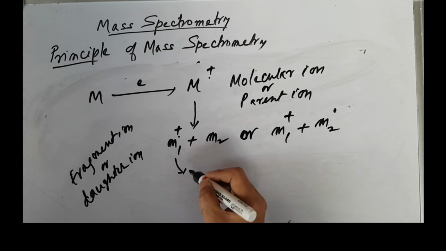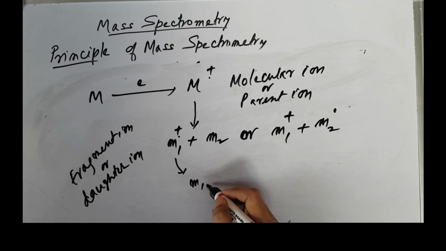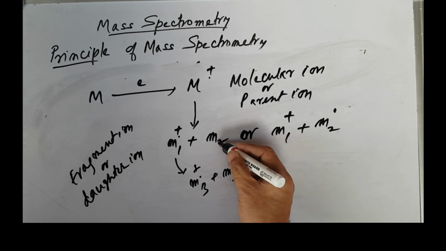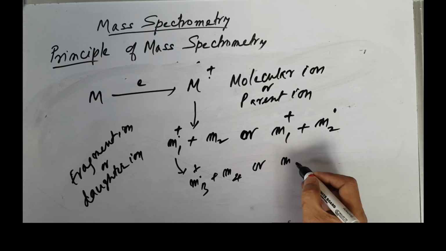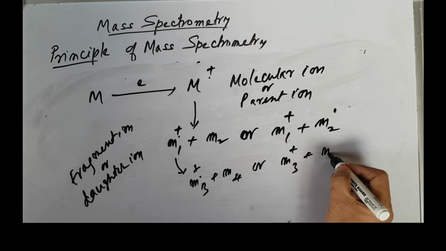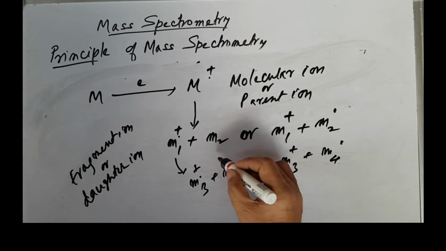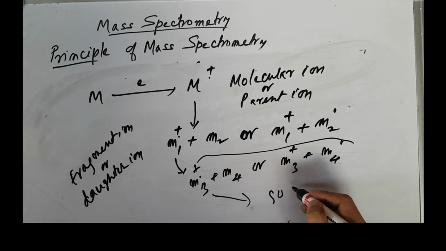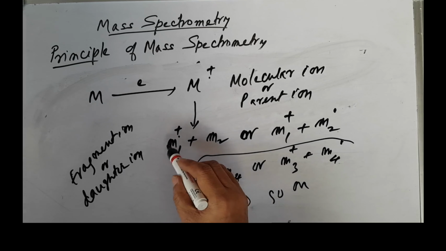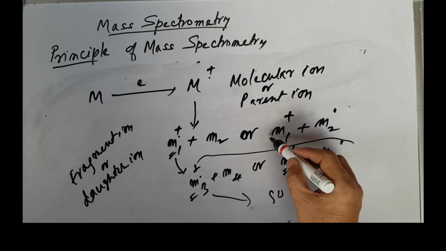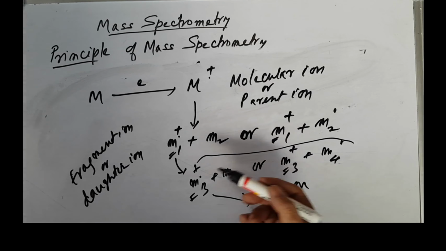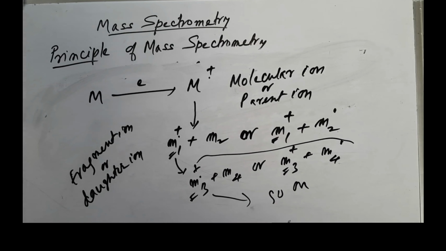So this again can be bombarded, and it can give M3 plus a neutral molecule, or M3 positive charge plus M4 radical, like this, and so on. So you can produce another system like this, and many fragmentations can take place. In mass spectrometry, these fragment ions are all studied together. Generally positive charge cation radicals are studied. So this is about the principle of mass spectrometry.